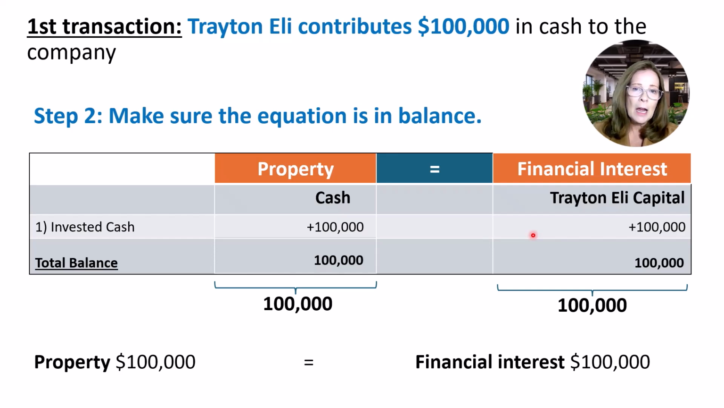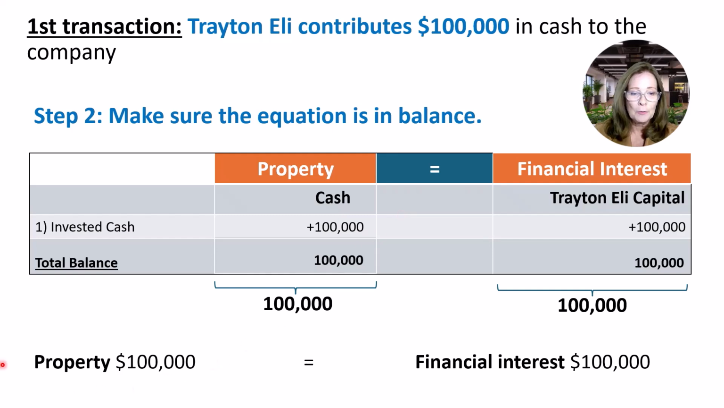And to check that our equation still balances, let's calculate the new balance: $100,000 on the property side and $100,000 on the financial interest side. Both sides show the same amount, and accountants say it balances. Property equals financial interest. That is a very important step in this process to make sure the equation is in balance. And we did it.